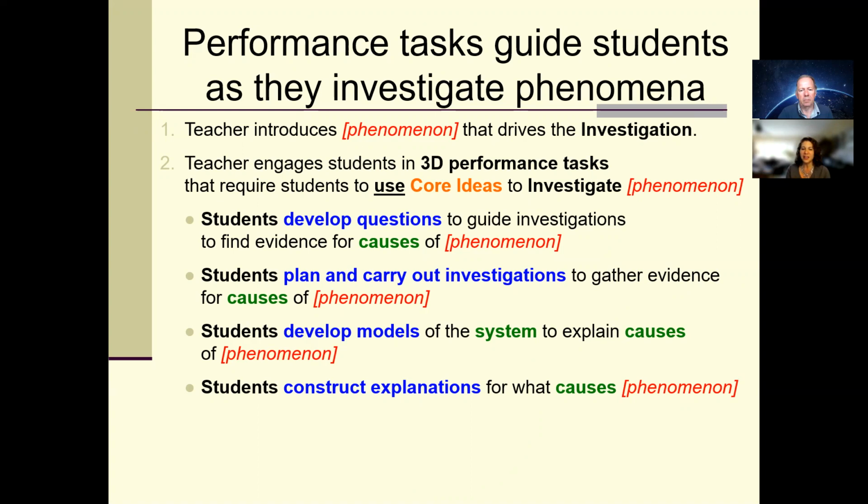Same thing with planning and carrying out investigations, so we can figure out why this is happening, what's causing this. Not develop models of the moon, but develop models of the system. What are the parts involved? What are the boundaries? So thinking about practices and cross-cutting concepts together and having students use core ideas as they're engaging in these practices and cross-cutting concepts, that's what makes the NGSS so rich for student investigation.